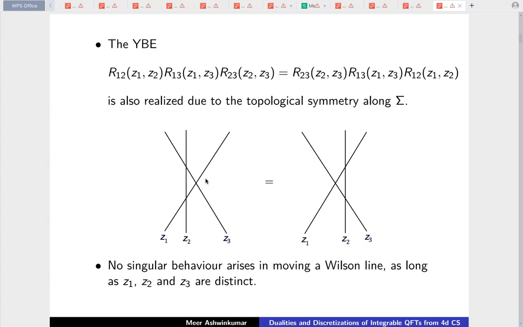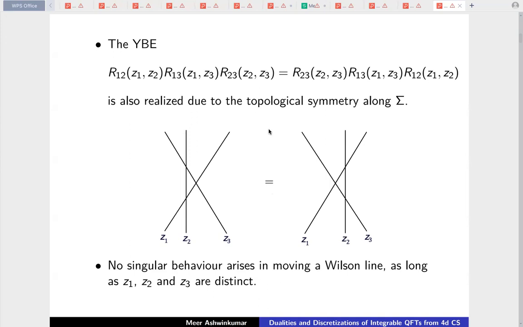Basically, if you have these three Wilson lines in this configuration here, and they are at distinct points on the spectral curve C, that means Z1, Z2, Z3, I can move this vertical Wilson line across this crossing over here without encountering any singular behavior or other pathologies, because these three Wilson lines are not really touching each other. And there is topological invariance along sigma. So I can move this vertical Wilson line.